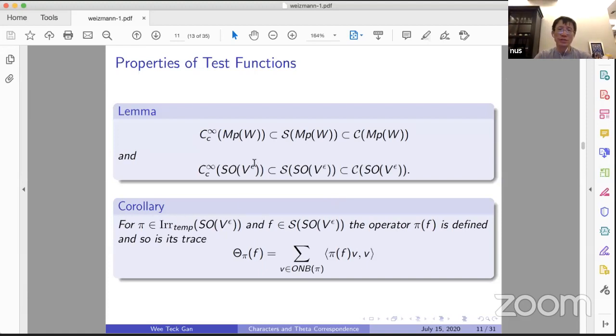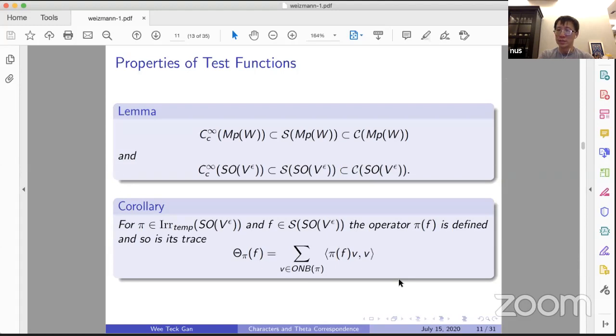One consequence of the fact that these test functions are in the Harish-Chandra Schwartz space is that for any irreducible representation pi, you can consider the operator pi(F), and you can also consider its trace. In other words, the character of pi can be defined on these functions because they are contained in the Harish-Chandra Schwartz space. So this is also a consequence of that.